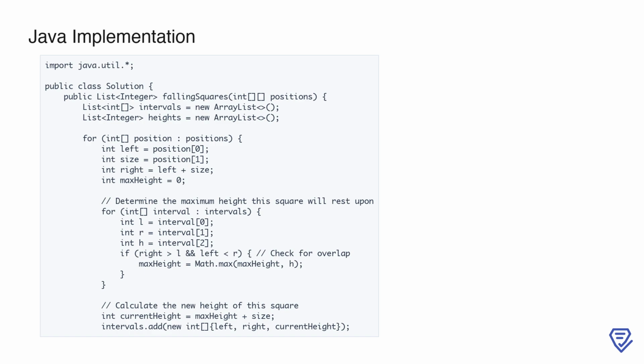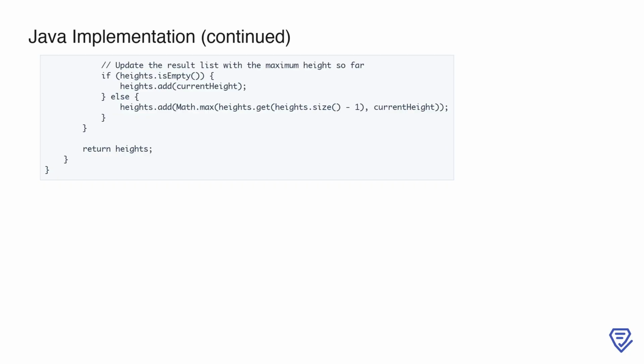Finally, we calculate the new height of the square by adding its size to max height, and we add this new square as an interval with its left, right, and height values. Once we have calculated the new interval for the current square, we update the heights list to track the maximum height so far. If the heights list is empty, we simply add the current height as the first value. Otherwise, we compare the current height with the last value in the heights list and append the greater of the two. This ensures that the heights list always reflects the maximum height at each step as we process the squares.